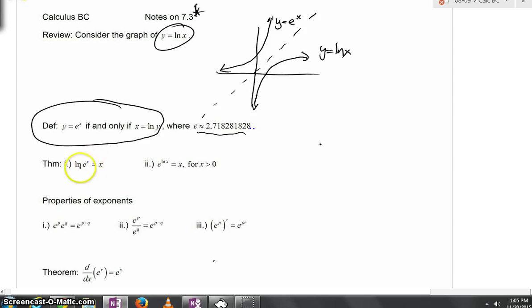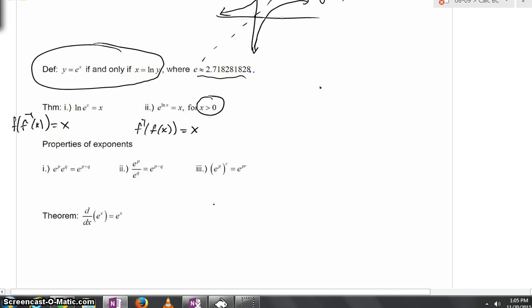Because e to the x and natural log are inverses, we know that if we took f of f inverse of x, we'll always equal x. The natural log of e to the x then would equal x. Similarly, even if you switch the order, f inverse of f of x would also equal x. So we have e to the natural log of x would equal x as well. One criteria though, x must be positive.